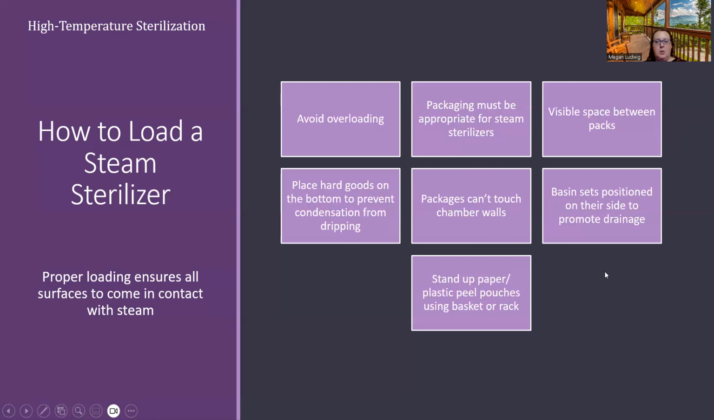This is important. Basins are set on their side to promote drainage. If you have a bowl or a basin sitting just normally, the condensation would pool inside that basin and it wouldn't dry efficiently, so it would not be sterilized. And then stand up paper or plastic peel pouches using a basket or rack, so they're vertical, not just stacked on top of each other.